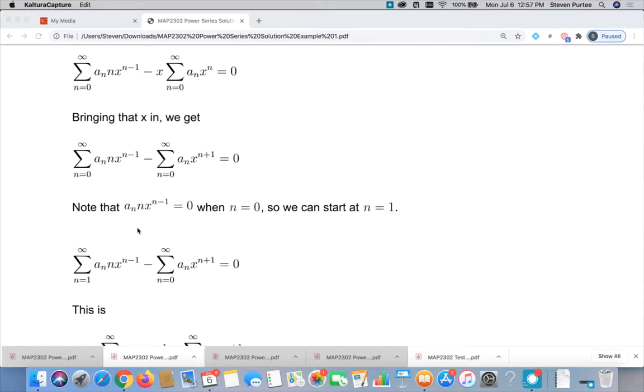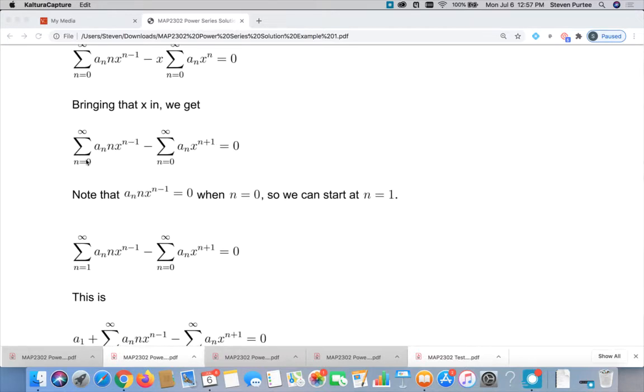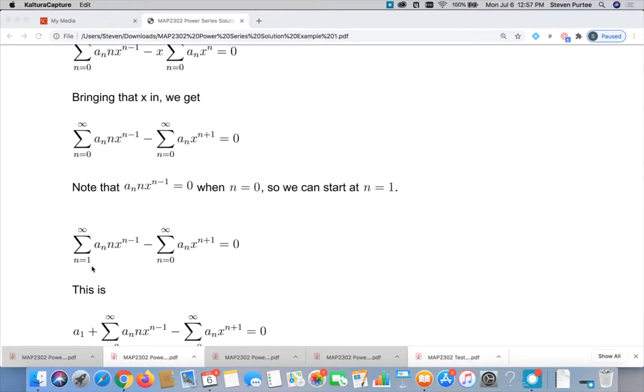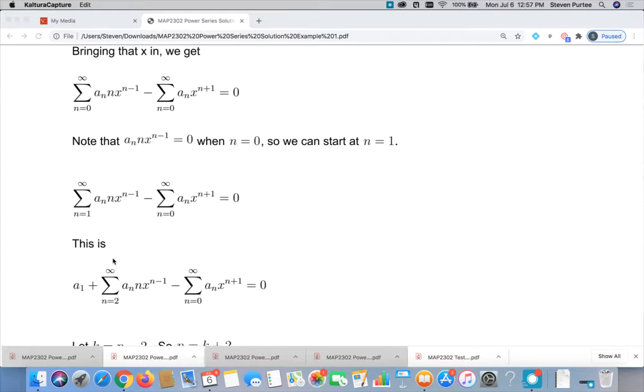Now I need my powers to line up. I need this starting point to be the same as this starting point, and this power to match this power. So first off, the first term here is 0 when n equals 0. So one thing I could do, and this will help a little bit, is since this first term was 0 anyways, I might as well start counting at 1. Sometimes that helps, sometimes it doesn't. We could have left that 0.